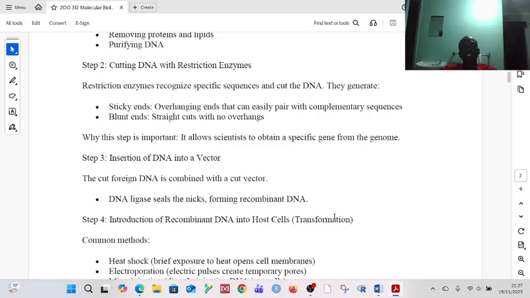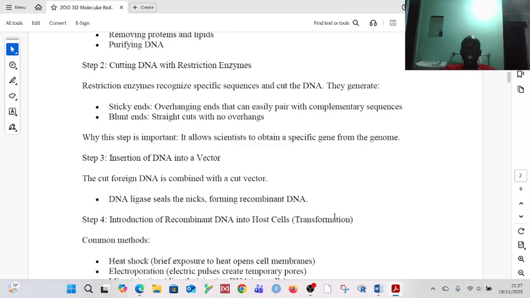You obtain that by using a restriction enzyme. Then, once you've obtained your gene of interest, you need that gene to be put into a mode of transport. That mode is the vector. For the gene to fit into the vector, it also needs to be cut by the same restriction enzyme.